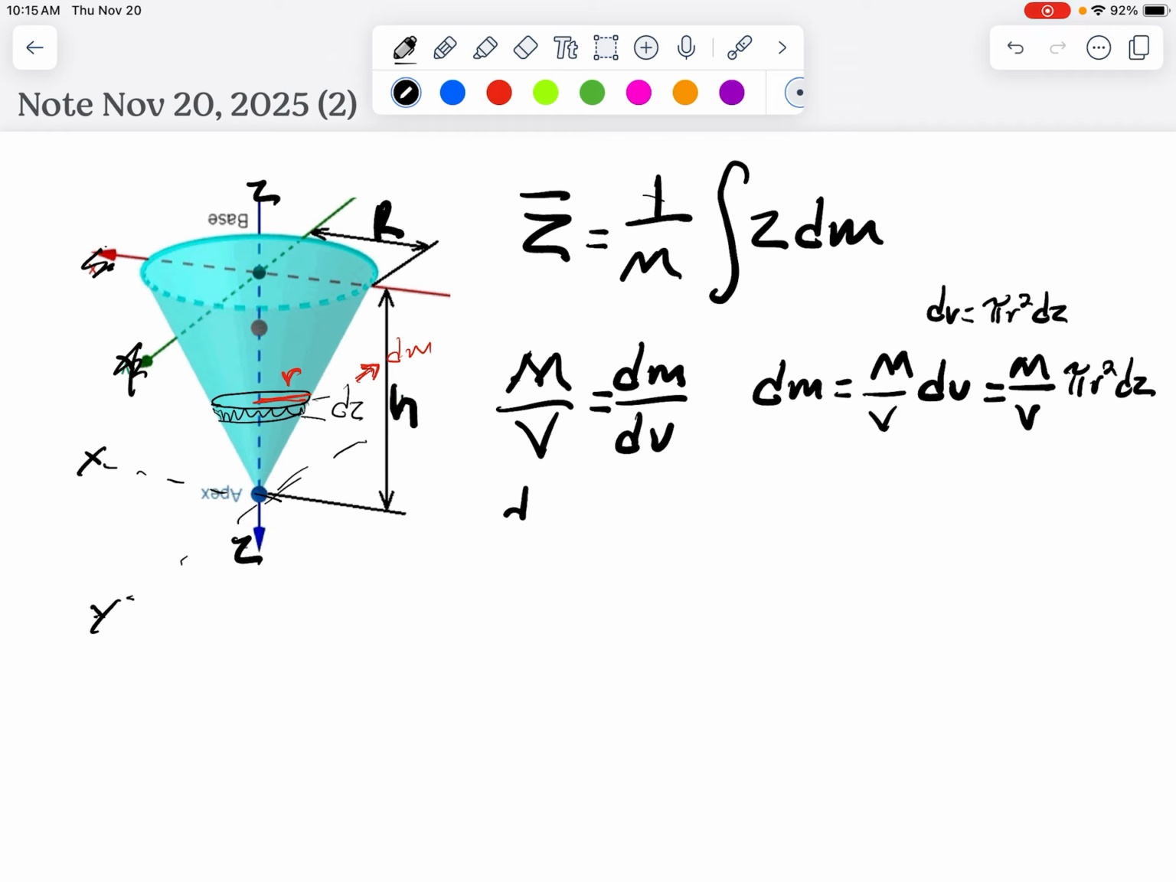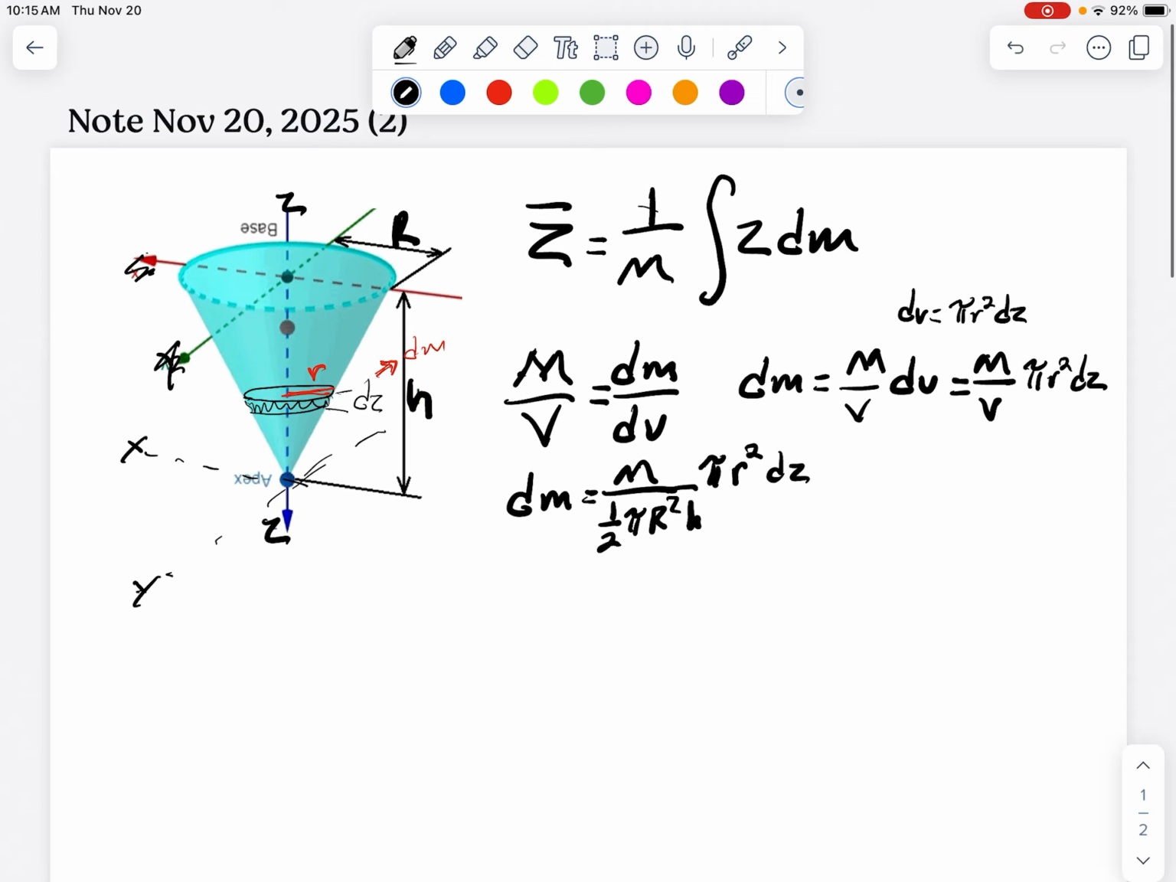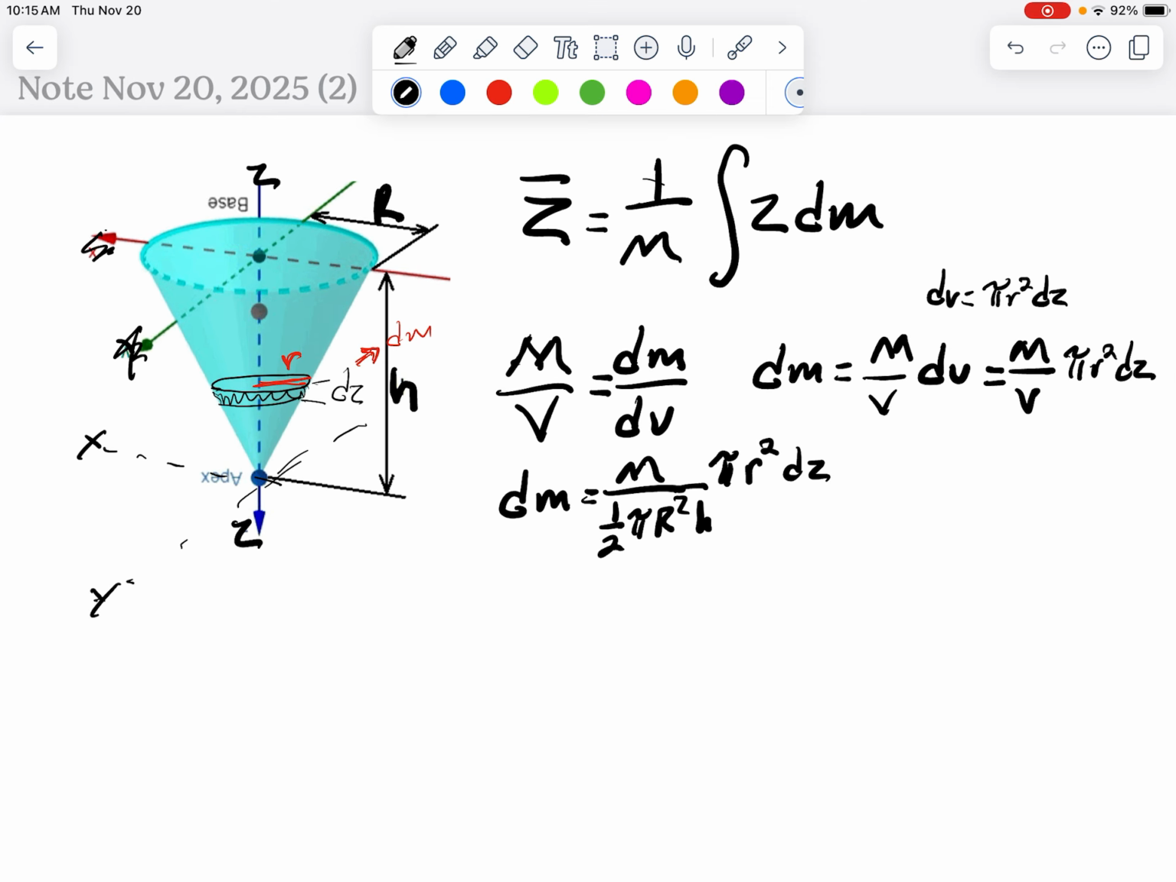Now the volume of the cone, I'm going to put that in there too. So we're going to have that dm is equal to the whole mass over the volume. The volume of a cone is 1/3 pi, this is capital R squared because it's the whole cone, times h. And then we've got another pi, then the little r squared and the dz. So that's our dm. We can see that our pi is going to cancel out. And that's a third down there, not a half, 1/3.